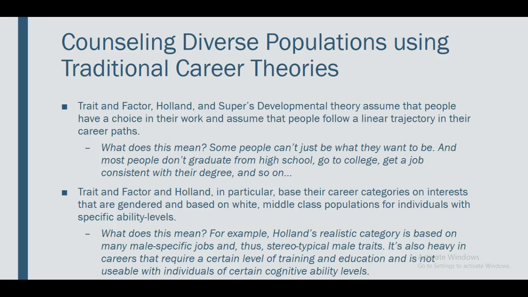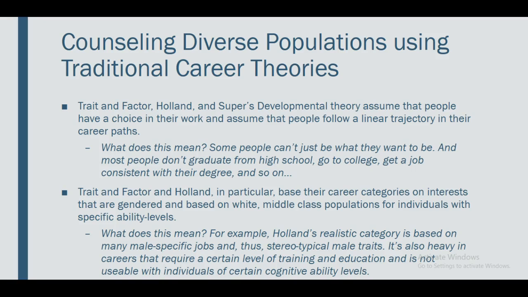And so when we're working with people like that and we talk about careers, a lot of times they'll say, hey, I don't have a career, I have a job. Okay? And so we want to make sure that we're choosing a theory that allows us to work with people who don't feel like they have a career. Trait and factor theory and Holland's theories in particular base their career categories on interests that are gendered and based on white middle-class populations for individuals with specific ability levels.